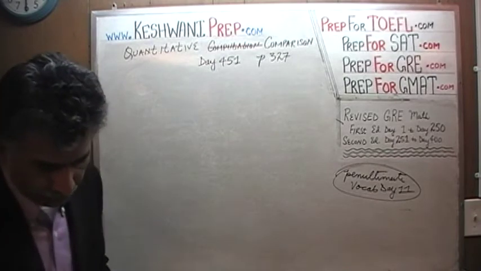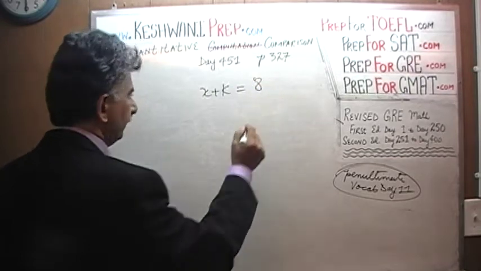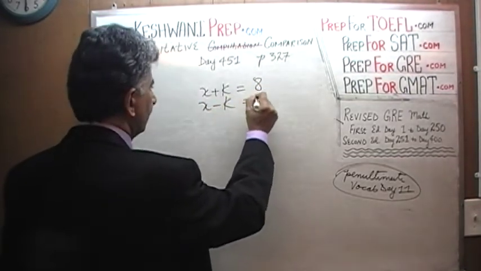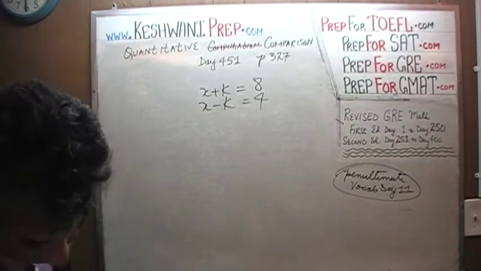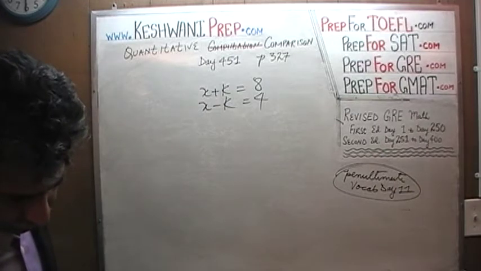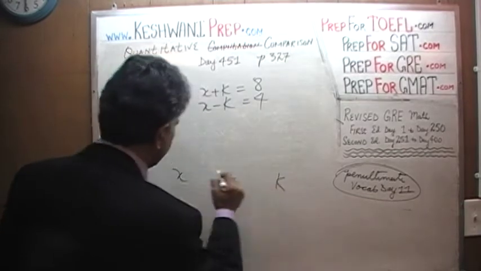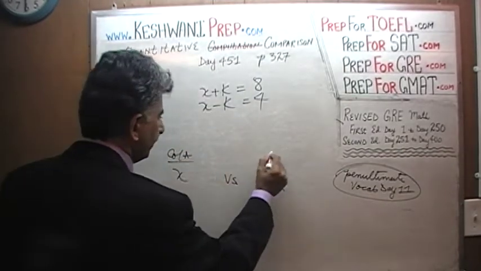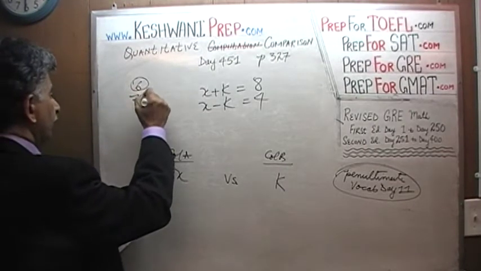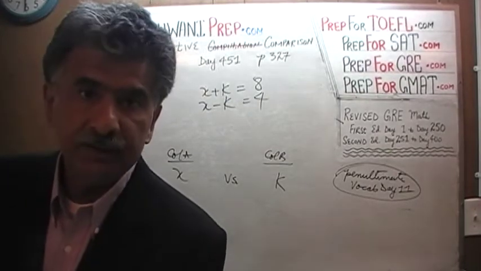Number 6, we are given 2 equations. We are told that x plus k equals 8, and we are told that x minus k equals 4. What we are being asked to compare is x versus k. Column A, column B. 71% of the people got this question right in the exam. About 3/10 of the people missed it.